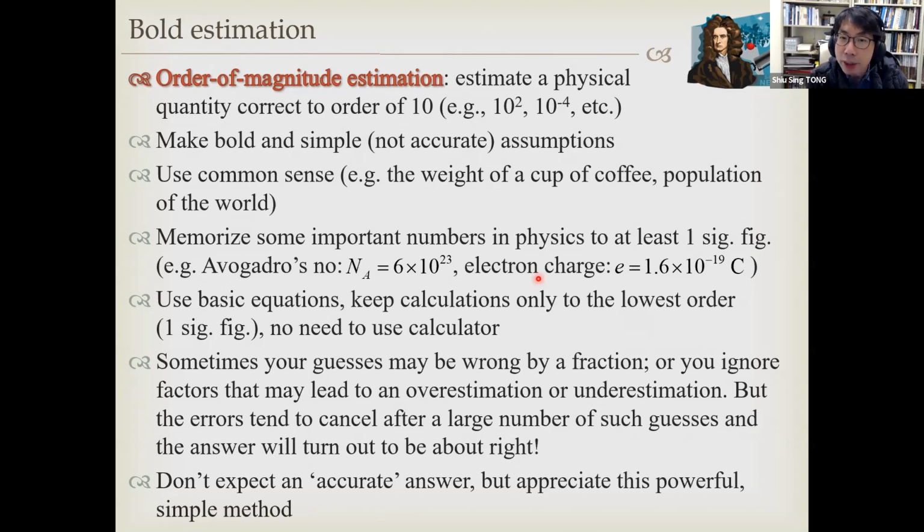You should also memorize some important numbers in physics, at least up to 1 significant figure. For example, the Avogadro number is 6 times 10 to the power 23, and the electronic charge is 1.6 times 10 to the power minus 19 coulomb. Those are the numbers that you might be able to remember.